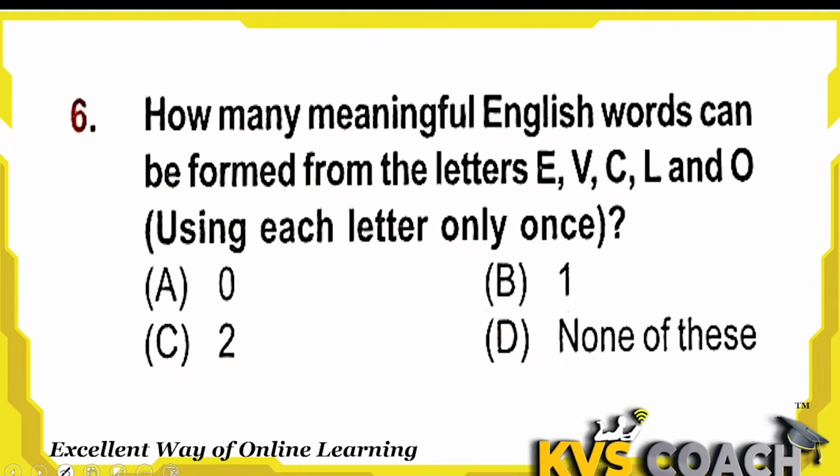Next is how many meaningful English words can be formed from the letters E, V, C, L, O. Okay, so with E, V, C, L, O, clove can be made, or no one else, by using each letter once. So B is the right answer here.